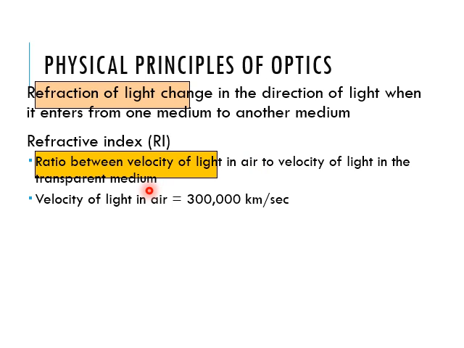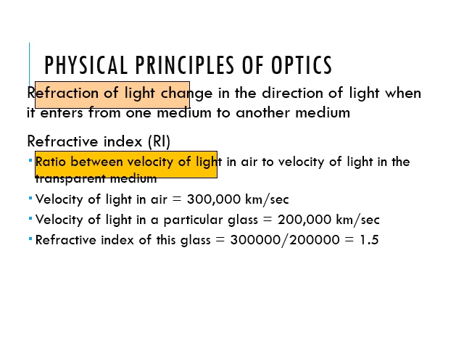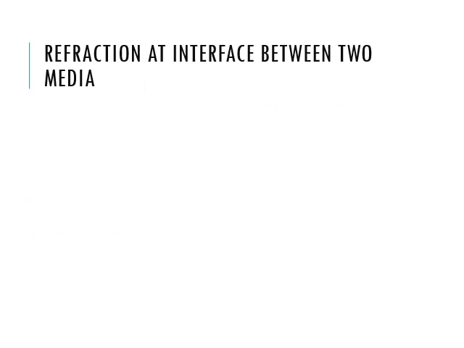For example, considering here it's a glass, so the velocity of light in air is 300,000 kilometers per second, divided by the velocity of light in the glass when it passes through the glass, which is about 200,000 kilometers per second, and the refractive index of this glass would be 1.5.